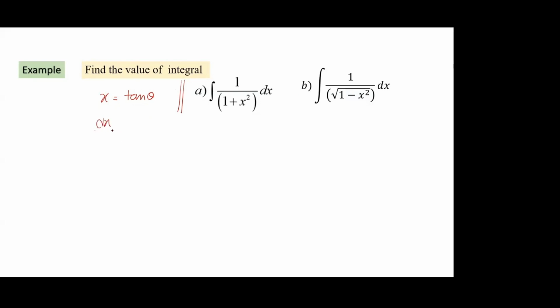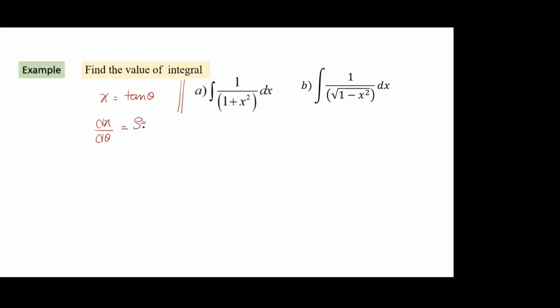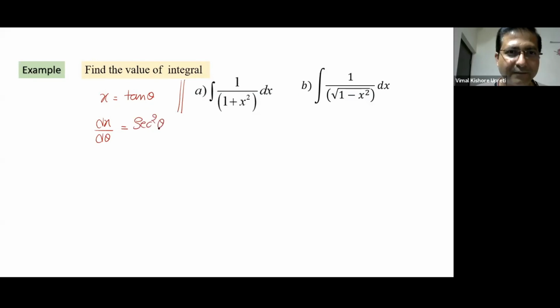So dx by d theta will be the differentiation of tan theta. Anyone? Differentiation of tan theta? Secant square theta. Very good, sec square theta. That means in place of dx, I can write sec square theta d theta. So this dx I'll substitute, and here 1 as it is, and in place of x, I'll write tan theta. So let's substitute the values.